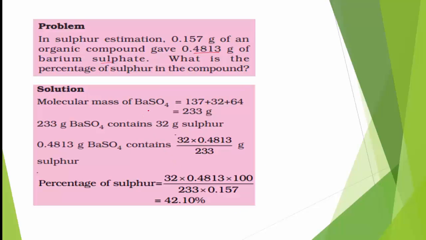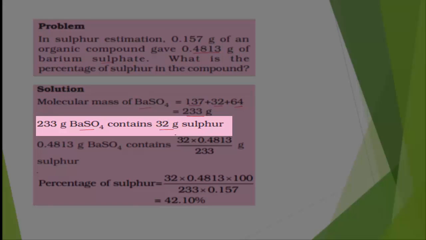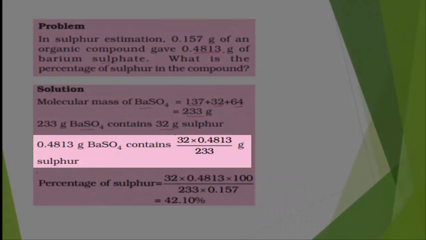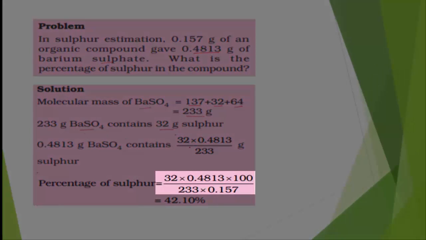First of all, the molecular mass of barium sulfate is: barium is 137, sulfur is 32, oxygen is 16 into 4, that is 64. So the total is 233. So 233 gram of barium sulfate will have 32 gram of sulfur. How much sulfur will be there in 0.4813 gram of barium sulfate? It will be 32 divided by 233 into 0.4813 gram. This much is the amount of sulfur.